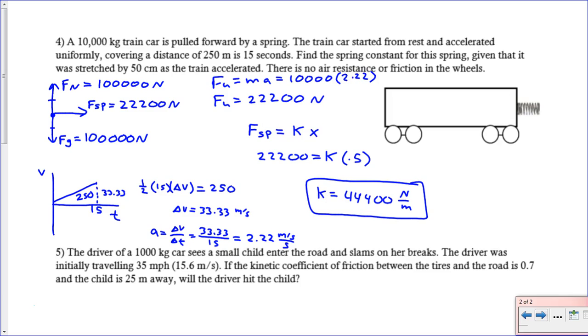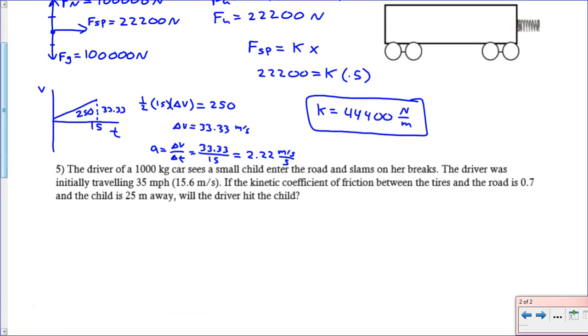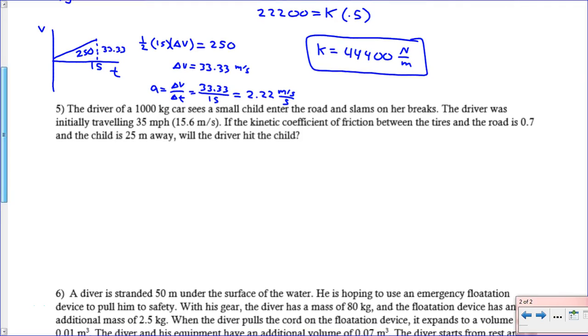You might have, depending on your rounding, gotten some variant of this. If you do it exactly, it's 44,444. But I've rounded a little bit in my solution.